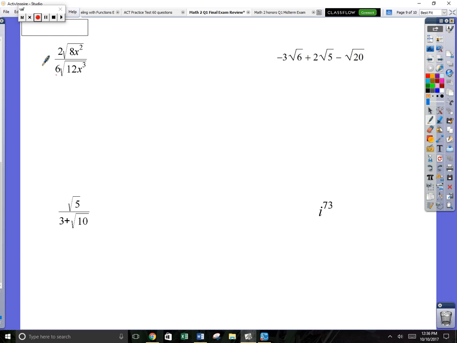Let's look at this fraction. So it's kind of a division problem. Before we do anything, let's simplify it. The 2 and the 6 play together. That's 1/3. Then your underneath play together. So 8 and 12. If you've got 8/12, divide them both by 4. That's 2/3.